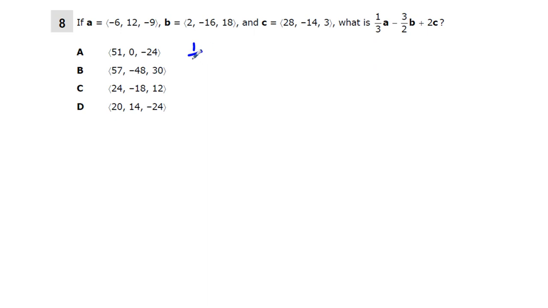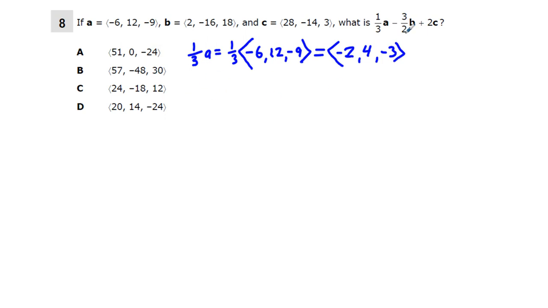So 1/3 A is equal to 1/3 of this vector here, which is negative 6, comma 12, comma negative 9. And what is that going to be equal to? 1/3 of negative 6 is going to be negative 2. 1/3 of 12 is going to be 4. And 1/3 of negative 9 is going to be negative 3.